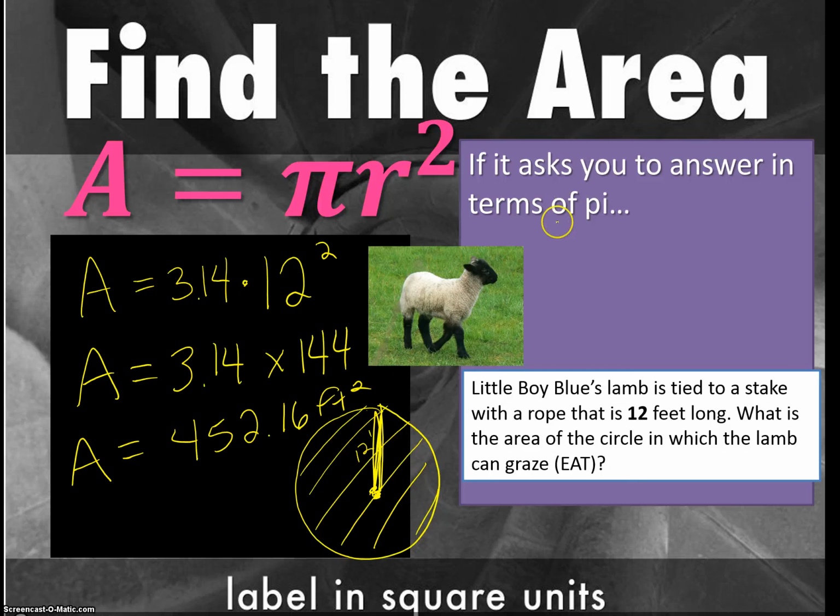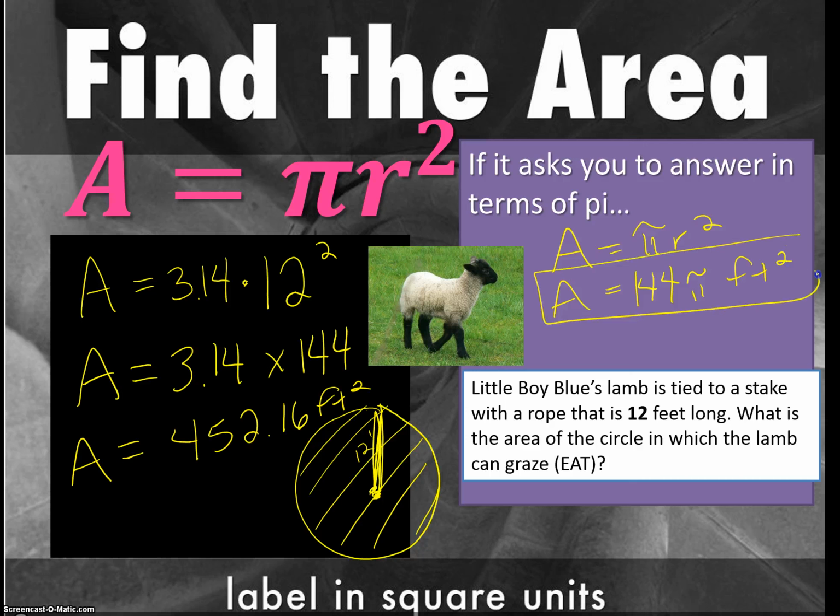If I asked you to do it in terms of pi, again, you'd write the formula, A equals pi r squared, but then you'd leave the pi alone and just do radius squared. I already know that 12 squared is 144, so I'm just going to plug in 144 next to the pi and label it in feet squared. Again, these two answers are equivalent. Most often you're going to be asked to find this one, but sometimes on the MCAs they like to pull in the pi, so you would use that.